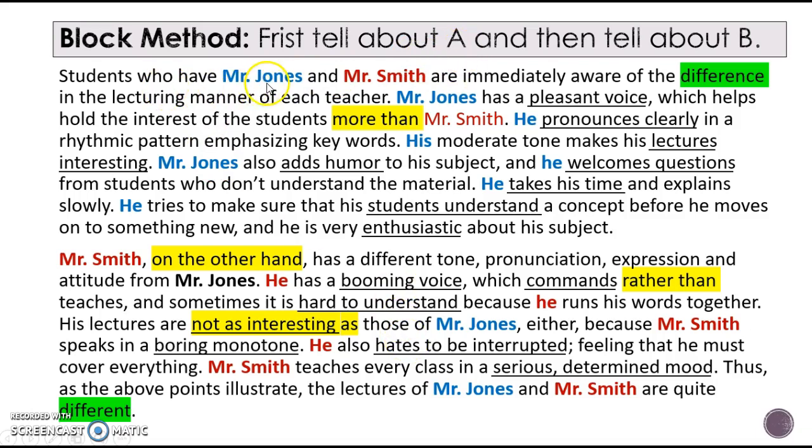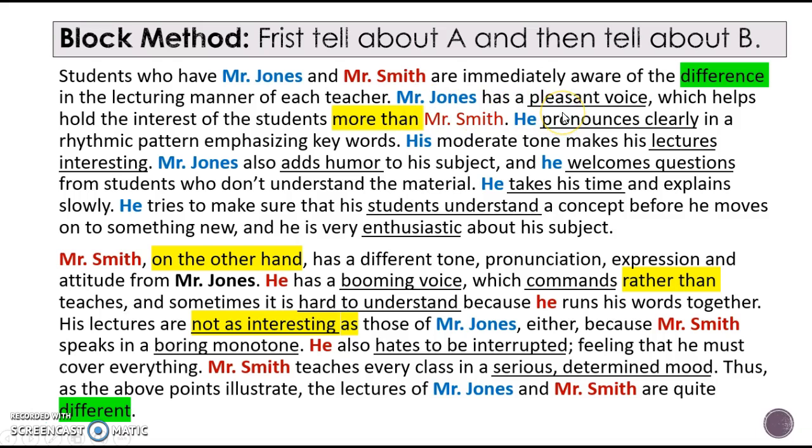Students who have Mr. Jones and Mr. Smith are immediately aware of the difference in the lecturing manner of each teacher. The focus here is on Mr. Jones. Mr. Jones is our focal point, and we're looking at the various different features. Pleasant voice, pronounces clearly, lectures are interesting, adds humor, welcomes questions, takes his time, students understand, enthusiastic. These are our features.